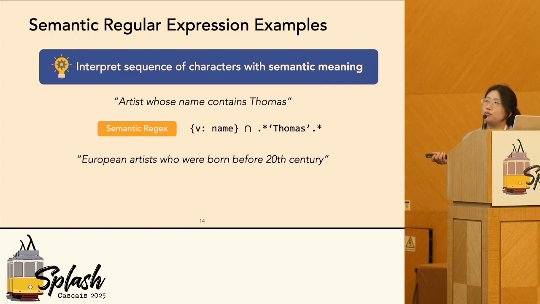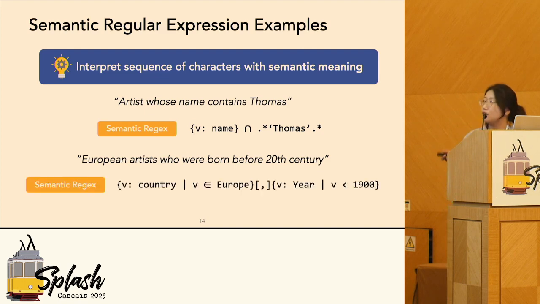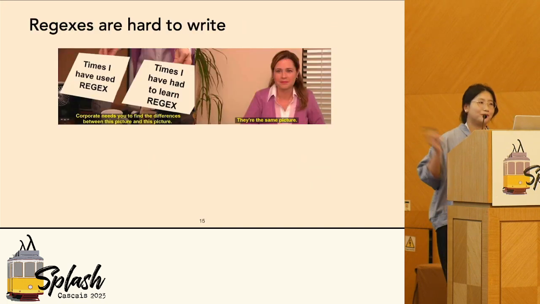If we want to match European artists who were born before the 20th century in the context of our motivating example, here we have a program that first talks about a country that's in Europe, concatenated with a comma, and a year that's less than 1900. So here I present to you the language. However, there's one issue. Well, regexes are hard to write.